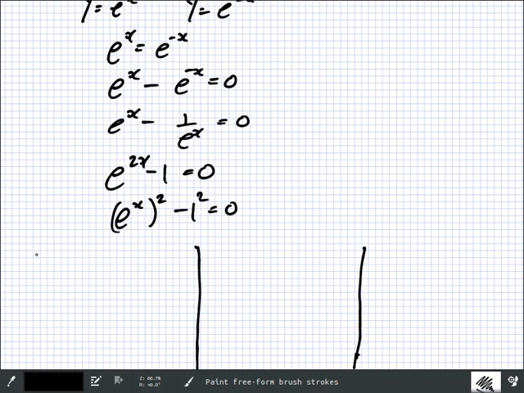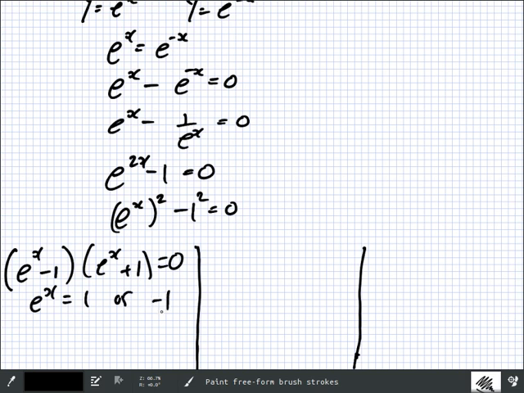A squared minus b squared is a minus b, a plus b. In this case, it's a squared minus 1, which is a minus 1, a plus 1. So that's e to the x minus 1 times e to the x plus 1 equals 0. That means e to the x equals 1 or minus 1, but we don't take the minus 1. You can't have minus here. And then we get x equals log 1, which equals 0.